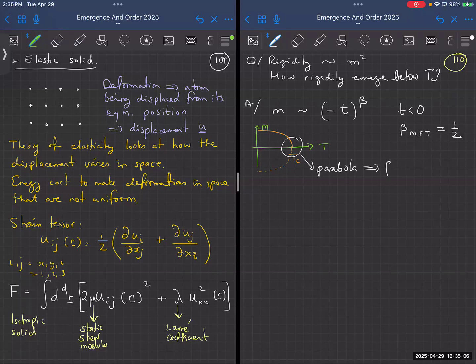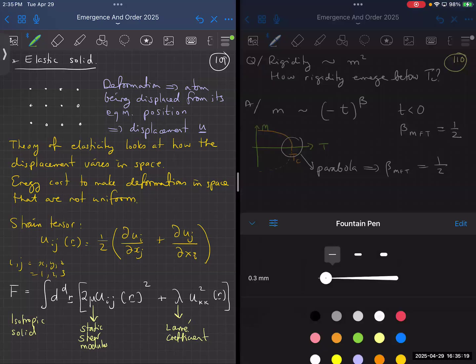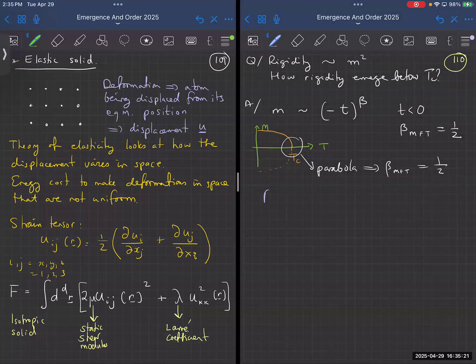So that means that beta is equal to 1/2. That's a square root power law. So if we buy that, then what it means is that the rigidity is proportional to m squared, and so therefore it's going to go like minus t to the power 2 beta, and that would be 2 in this particular case. So that's what you might think is how the rigidity scales as you go below the critical point.